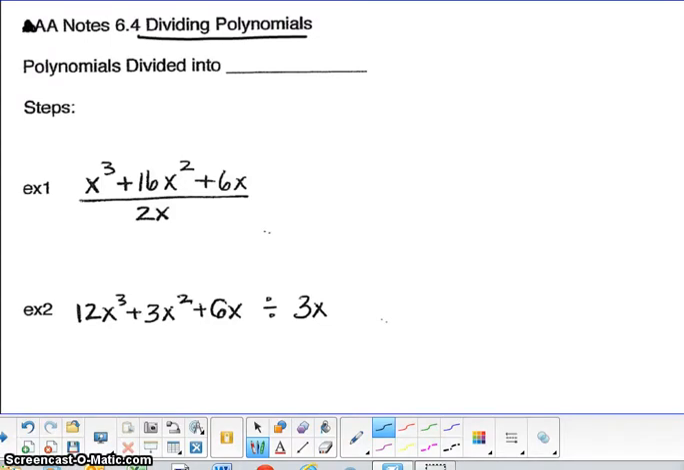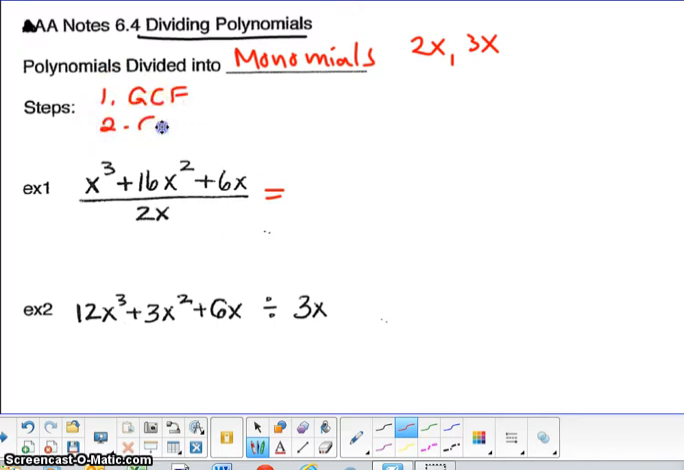And the first one we're going to do is divide into monomials. Monomials are single terms, like the 2x that you see below and the 3x. Those are considered monomials. And then it's a polynomial because there's going to be 2, 3, or 4 terms on the top. So when you see a monomial, the first thing we're going to do is factor. So always find the GCF. And then the second thing is we're going to cancel as much as possible.